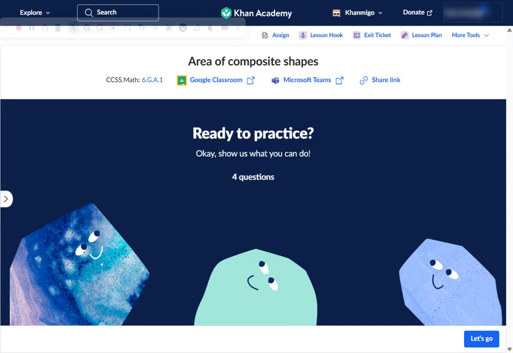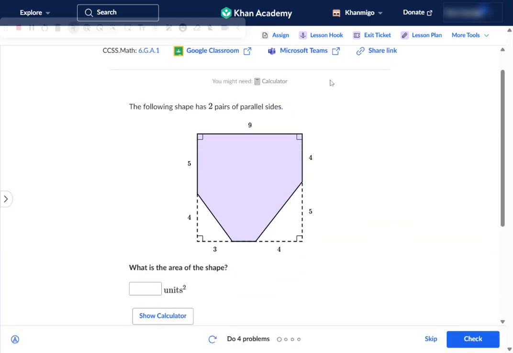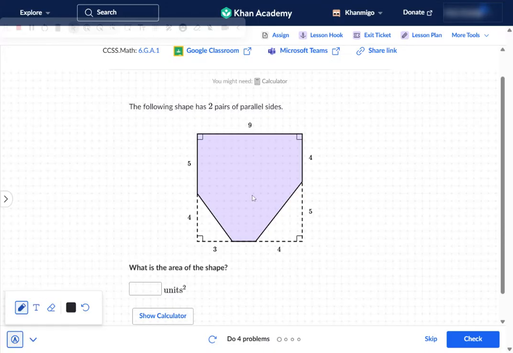Hey guys, we're looking at your homework from Khan Academy, area of composite shapes. All right, so let's see what's happening. The following shape has two pairs of parallel sides. That's just telling us that the opposite ends are going in the same direction, so it's probably forming a rectangle or a square. We want to know the area of this shape.